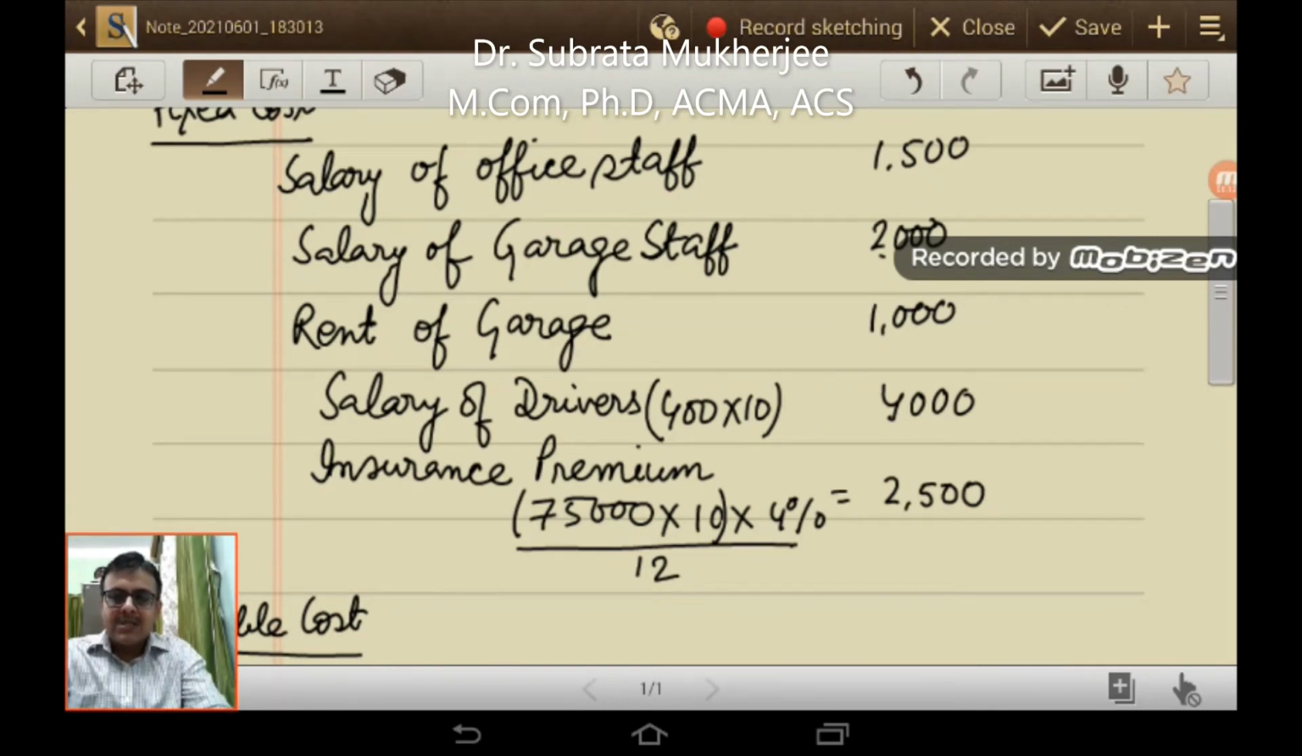The insurance premium is 4% on the cost of the taxi. So 75,000 is the cost per taxi. You have 10 taxis, so 7,50,000. If you multiply it by 4%, you will get 30,000 as insurance premium per annum. So I have calculated the insurance premium per month. So 30,000 by 12 is 2,500.